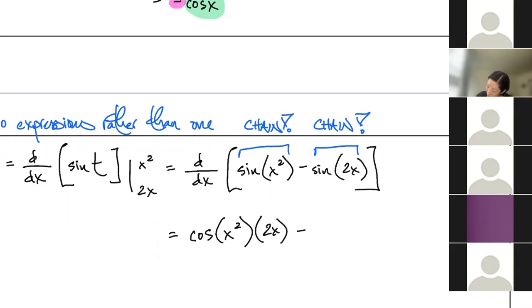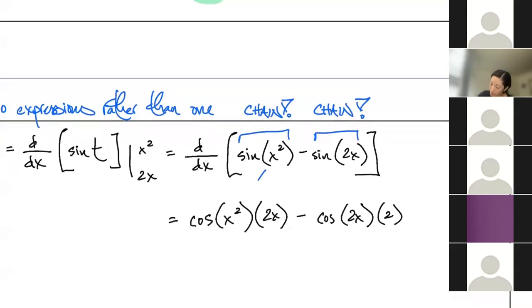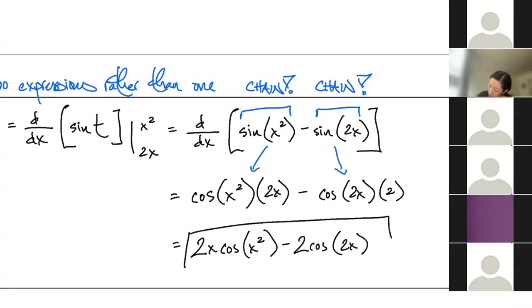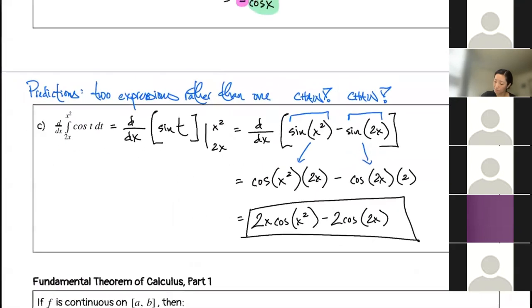Same thing for the second one, cosine of 2x, but this time I'm just going to multiply by 2. Okay, so this went to here, this went to here. Neither of them went to 0. So for those of you who made that initial prediction, what a great prediction. Now we might rewrite this a little bit. We'd get 2x cosine of x squared minus 2 cosine of 2x. And that would be as far as I would expect you to simplify.